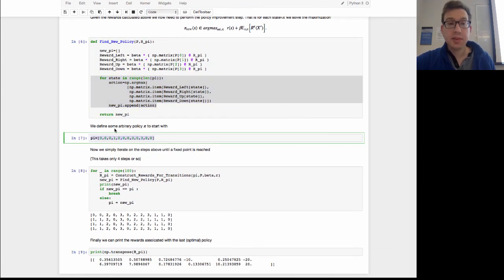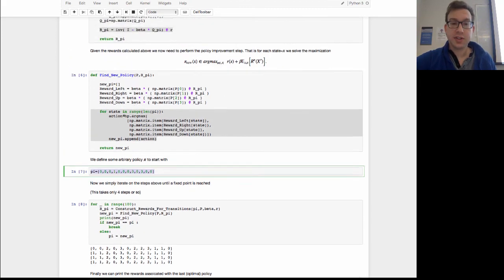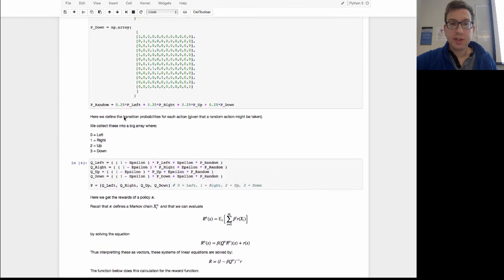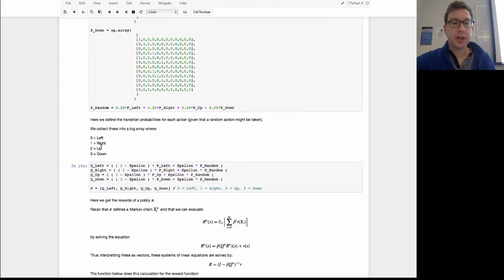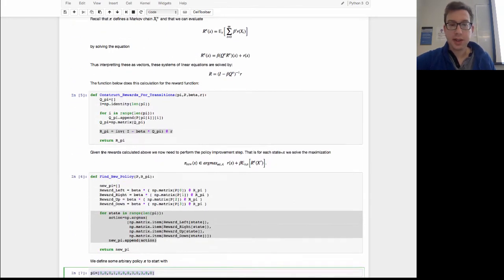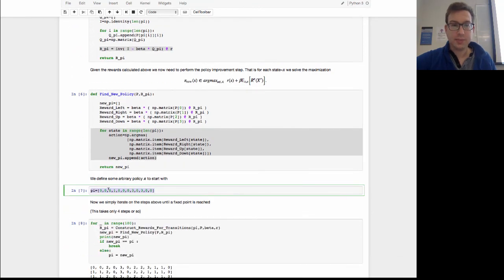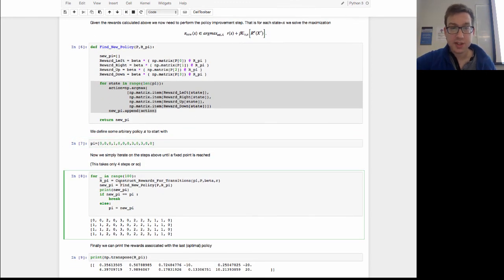And then we start with some arbitrary policy. Notice I've said here in the instructions, 0 is left, 1 is right, 2 is up, 3 is down. So I started with some random sets of lefts, rights, ups and downs for the different numbers. That's just me associating an arrow with all the different states. And then I do a few iterations, and let's just run it all from the beginning.